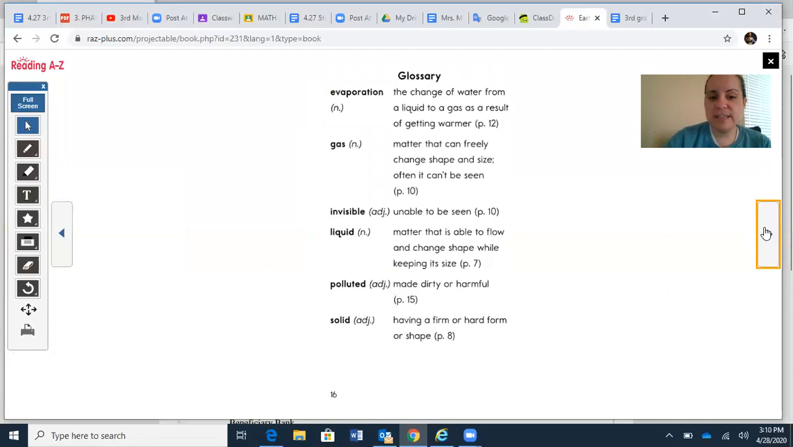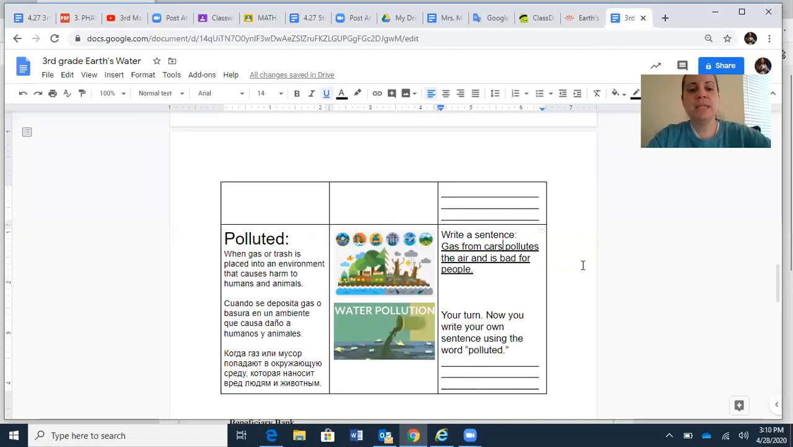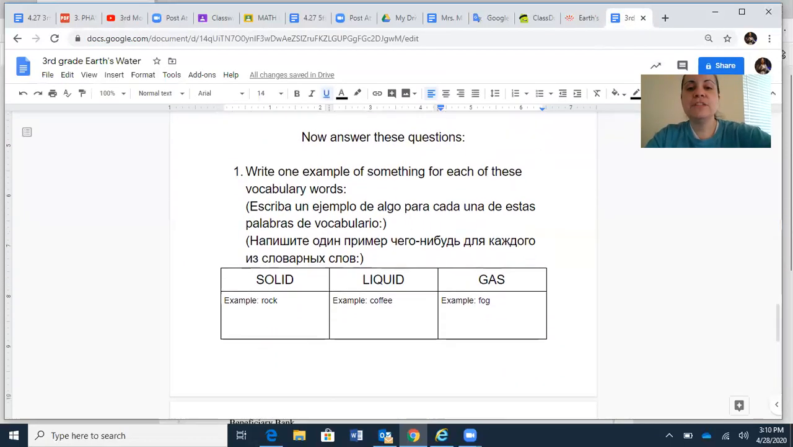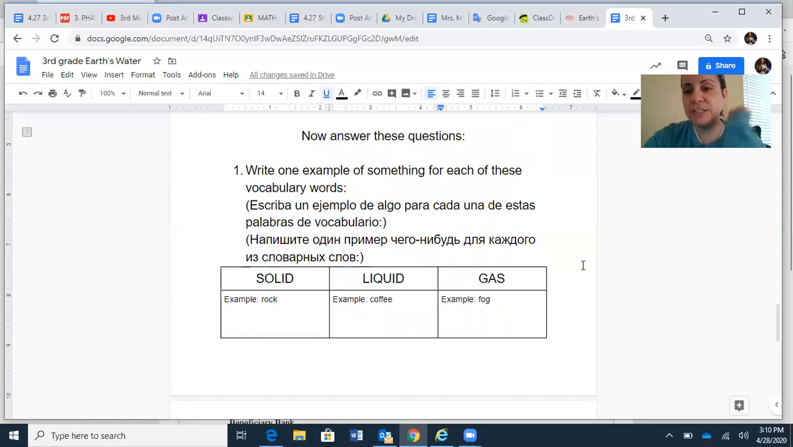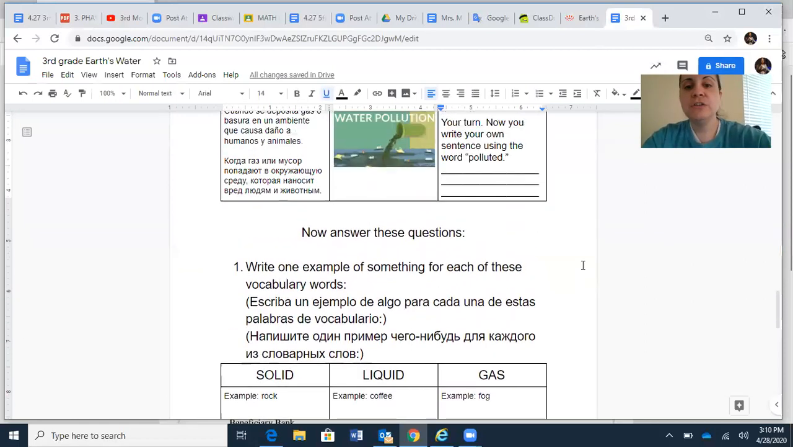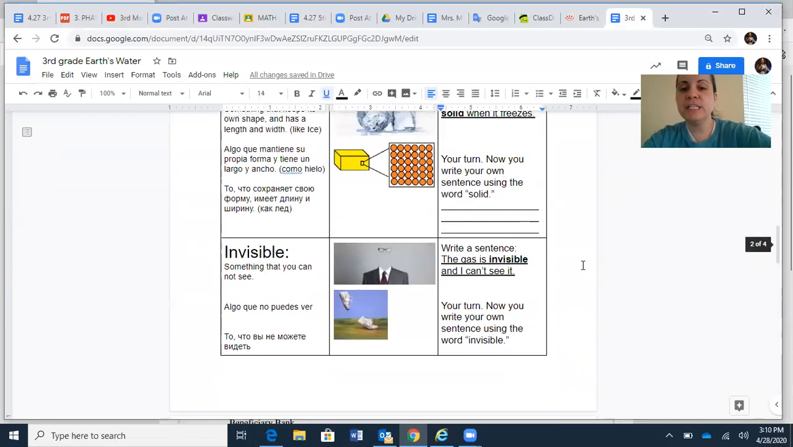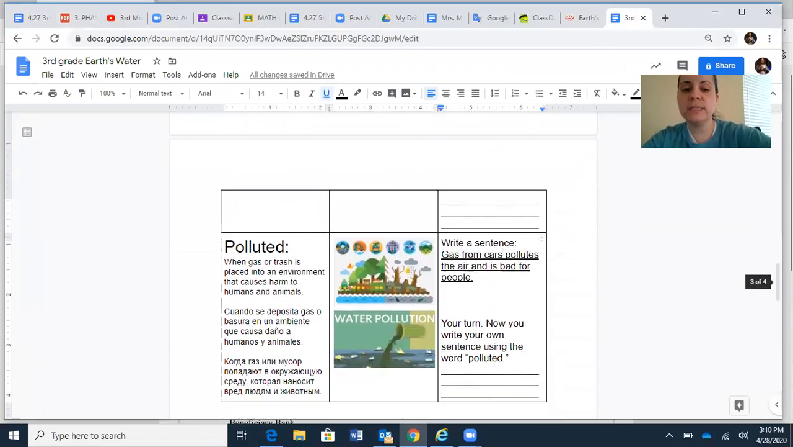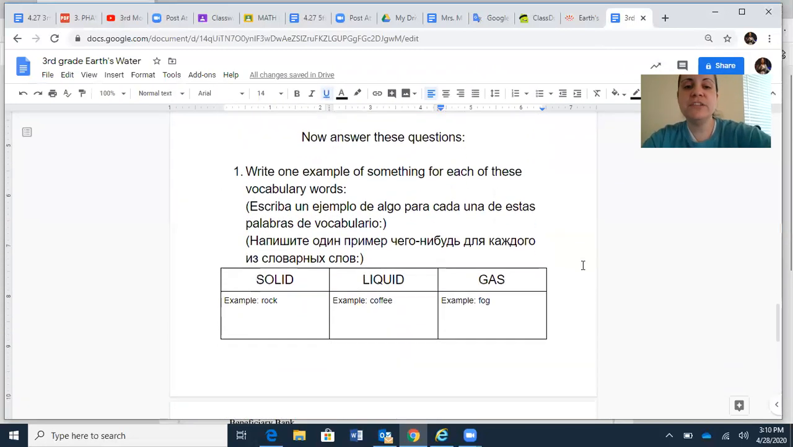There we go. These are our 6 vocabulary words. Evaporation, gas, invisible, liquid, polluted, and solid. Okay, there's our story. Now, after the last thing you have to do, you have 2 questions. Don't forget, you need to write a sentence for all of your vocabulary words. But the last part you have to do is answer, it says now answer these questions.